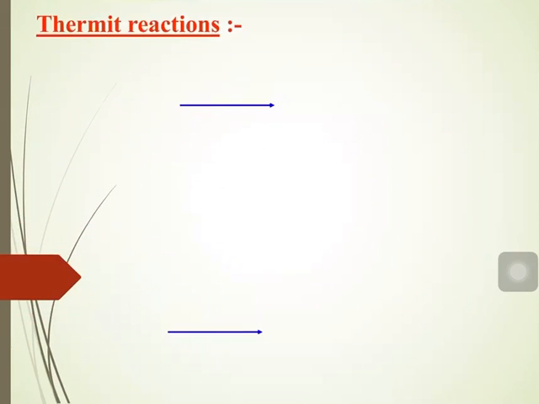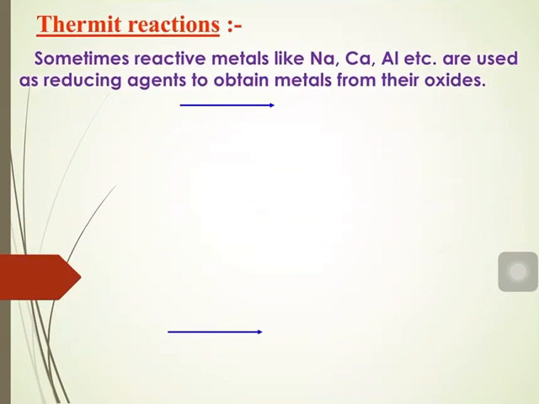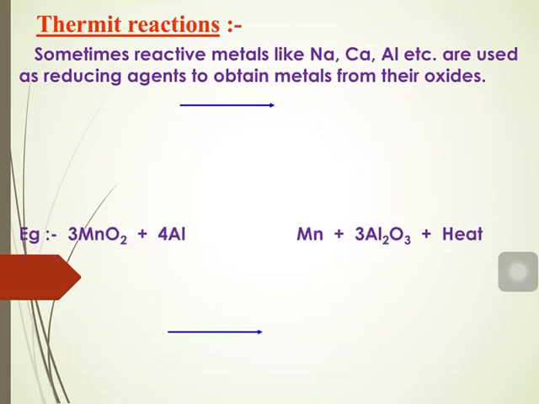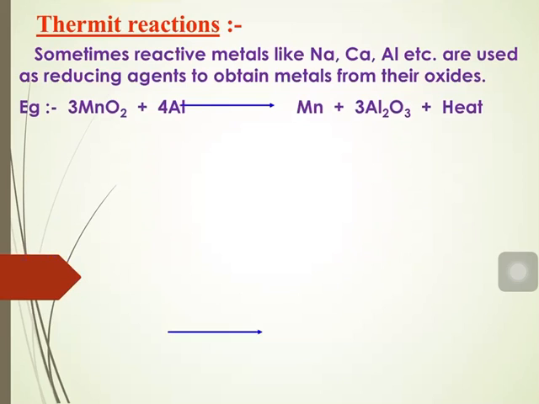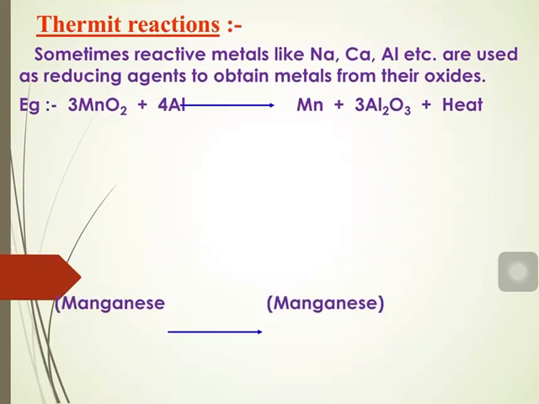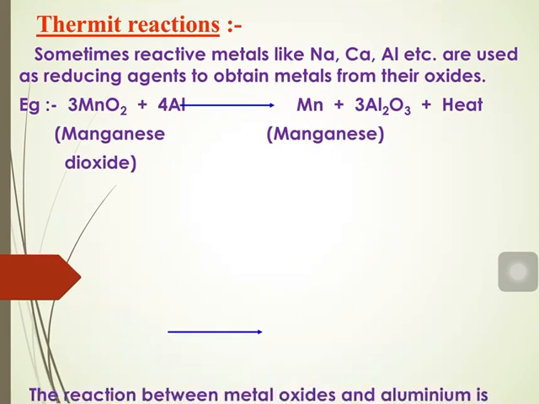Next is the thermite reaction. A reaction in which reactive metals like sodium, calcium, aluminium are used as a reducing agent to obtain metals from their oxide. Here, instead of using carbon as a reducing agent, we are using more reactive metals like sodium, calcium, aluminium for reduction to get the metal from their oxide. And manganese oxide, when reacted with aluminium, we get manganese plus aluminium oxide plus heat. So it is an exothermic reaction.